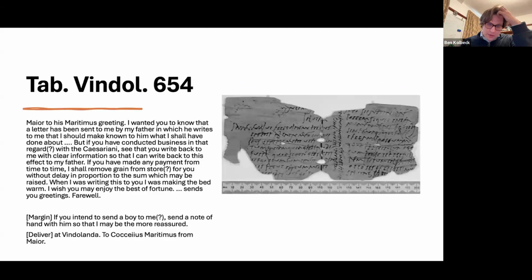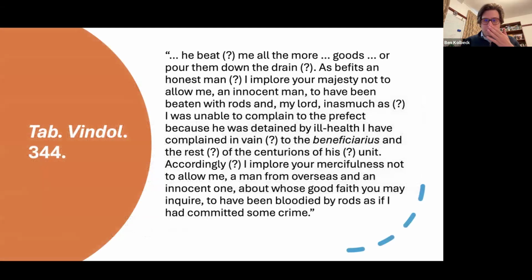This is another letter which we don't need to look at too much. This seems to suggest actually that there's even family businesses going on. Again, it seems to be referring to civilian suppliers of the army who are working with the Kaiseriani, who are officials of the emperor. And there seems to be a father-son relationship here as well, so that even a family business was supporting the army.